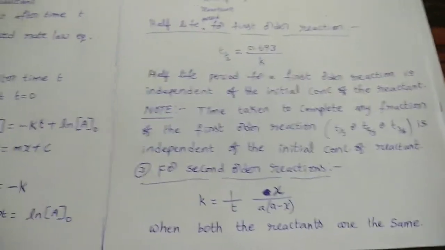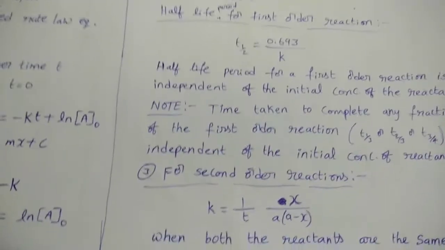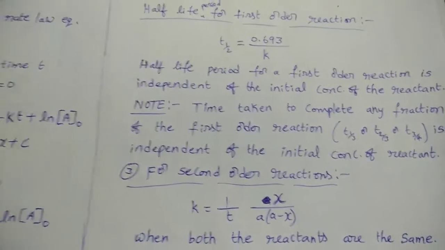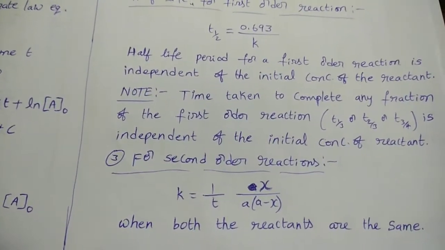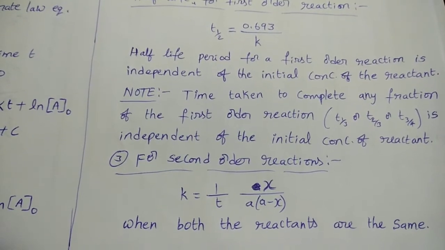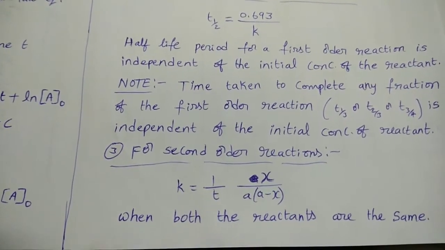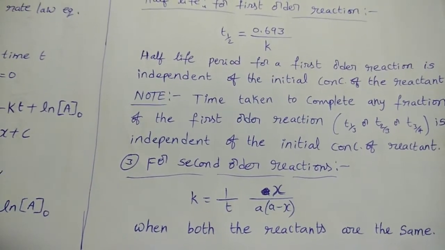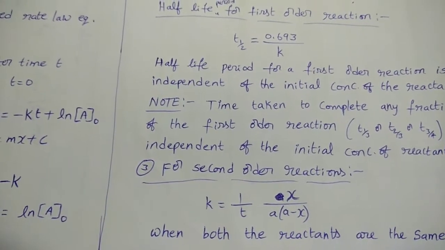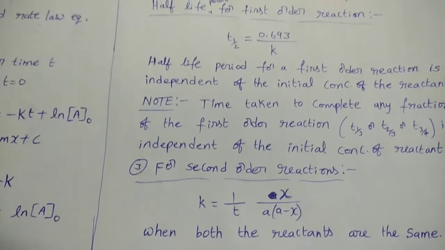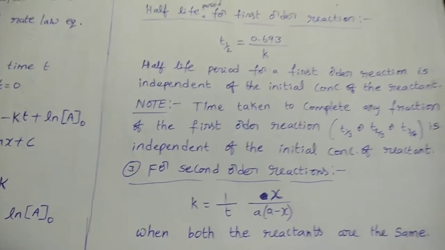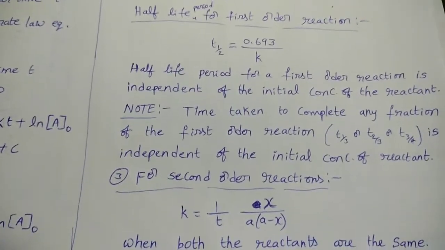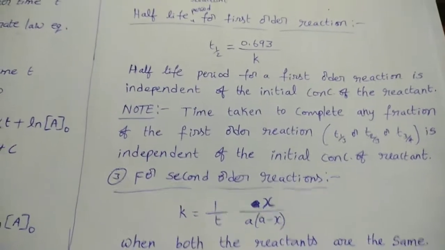Next, second order. Say this. Second order integrated rate equation: k equal to 1 by t into x by a into a minus x, when both the reactants are the same. Already we know the rate equation for second order, R equal to k into concentration of reactant A whole square, where both the reactants are same. In that case, this is the integrated rate equation.